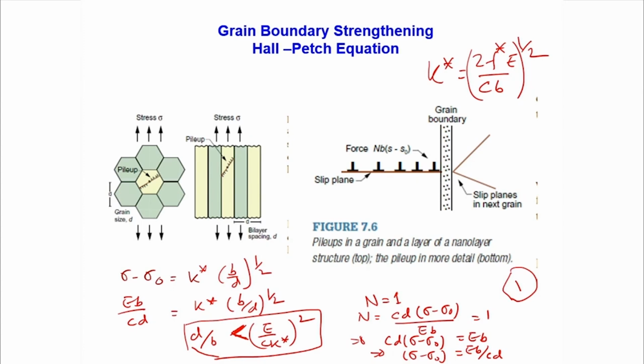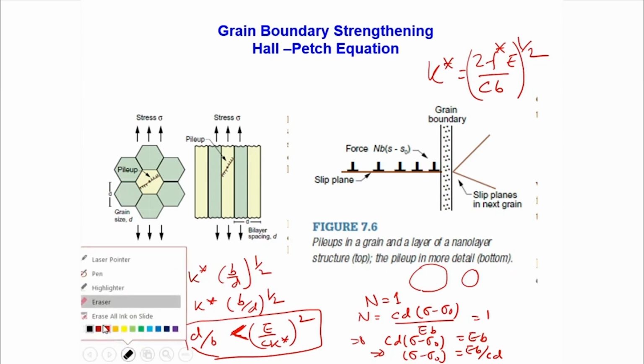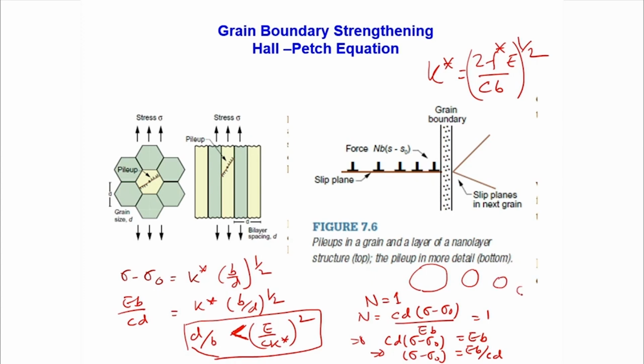So from a very big grain, let me just redraw this picture. I think I have drawn it pretty big. Let me redraw it again. Like this, you have many dislocations in a pileup, gradually decreasing. Then only one dislocation is possible to be accommodated. And that's why this breakdown of Hall-Petch happens, and that's why this equation, d by b less than or equal to E by C k star, whole squared, holds. You must remember these aspects.